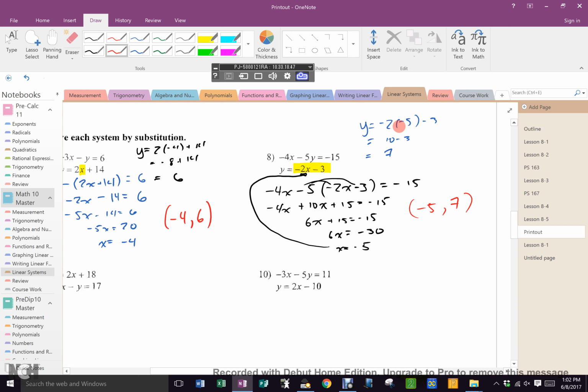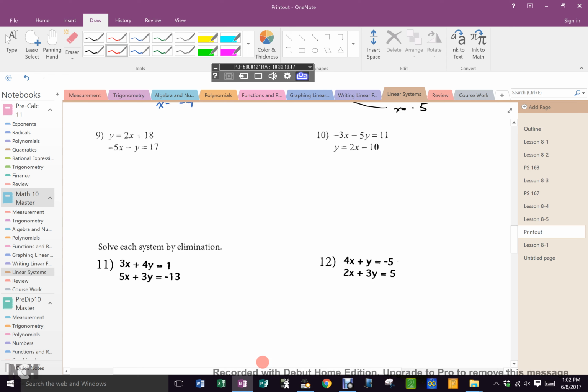We knew that one was right because that's the one we just did. So I checked this one. What's negative 4 times negative 5? Positive 20. What's 5 times 7? 35. What's 20 minus 35? Negative 15. So are we right? Yes. And these two are still set up for you. Do I need to do them?